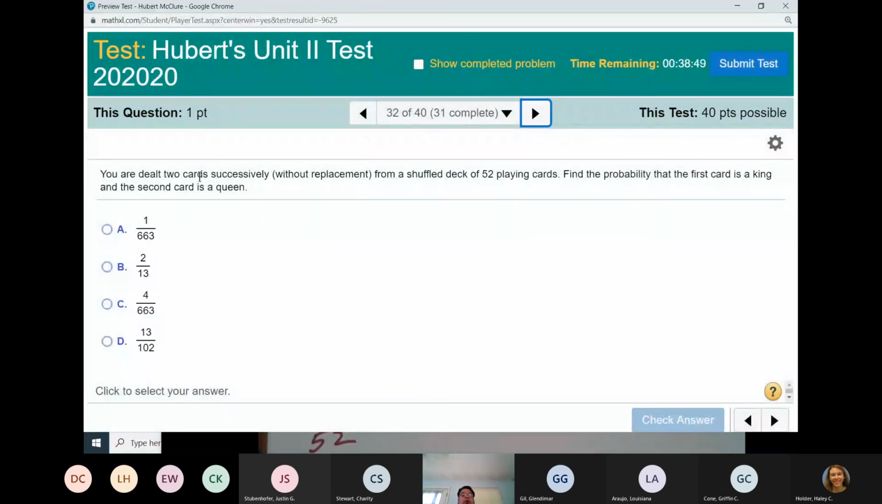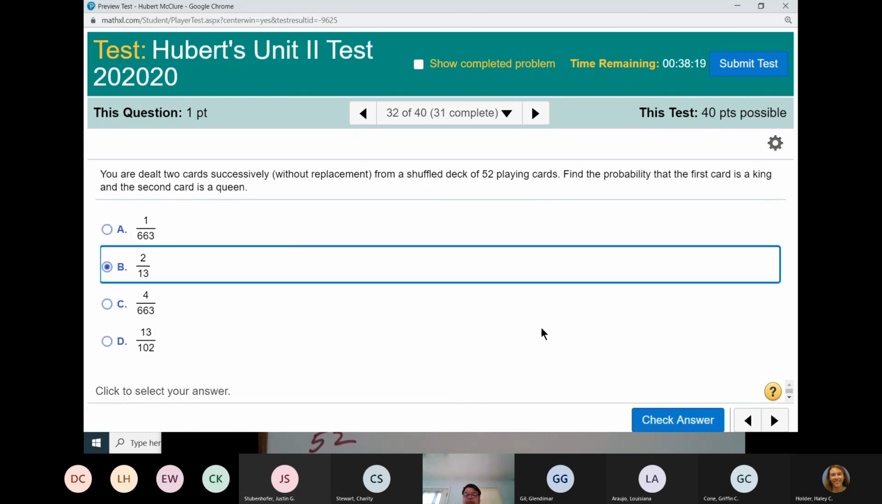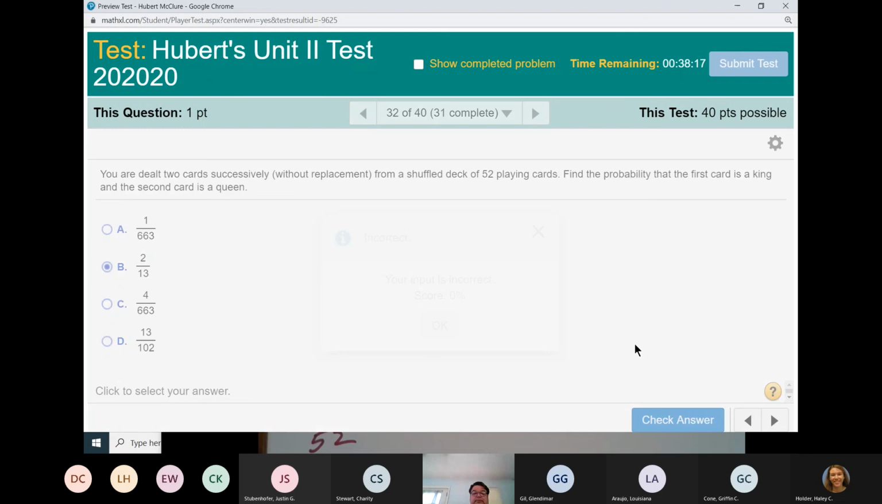You are dealt 2 cards successively without replacement. We already did this one, but let's see. First card is a king. Second card is a queen. So that's going to be 4 over 52. 4 over 52 is the same thing. What is it? 4 over 52, that's 1/13. So it'd be 2 of 13. I'm sorry, I had a brain bubble there for a second.